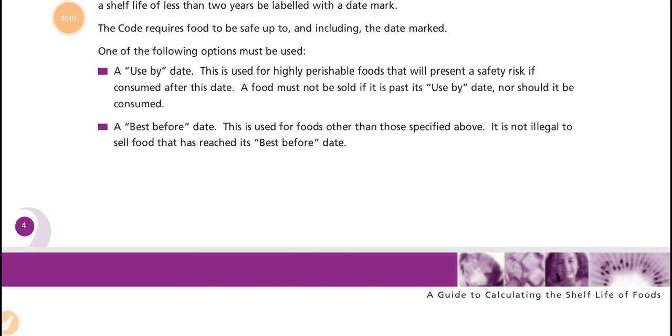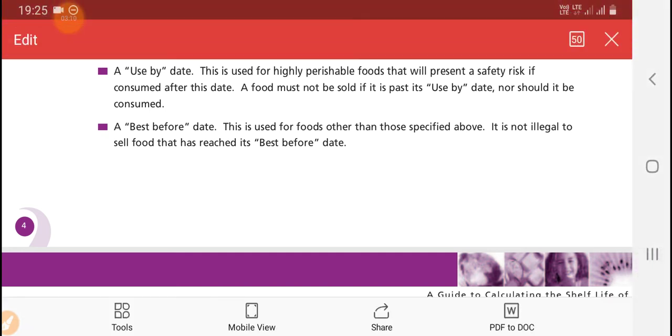The use by date is used for highly perishable foods, which will present a safety risk if consumers consume that food after that day. A food must not be sold if it is past its use by date. After the use by date passes, you can't sell that product, otherwise you will be prosecuted or fined and penalized.